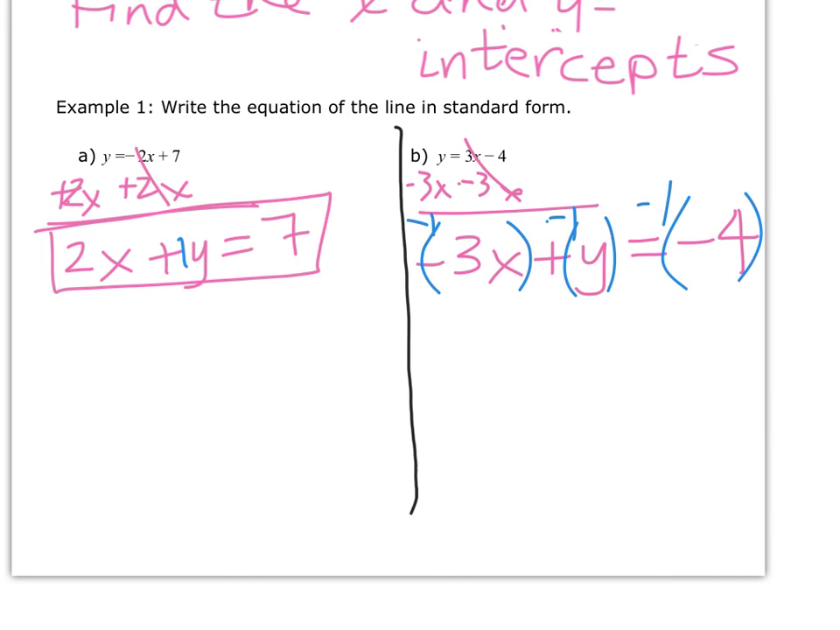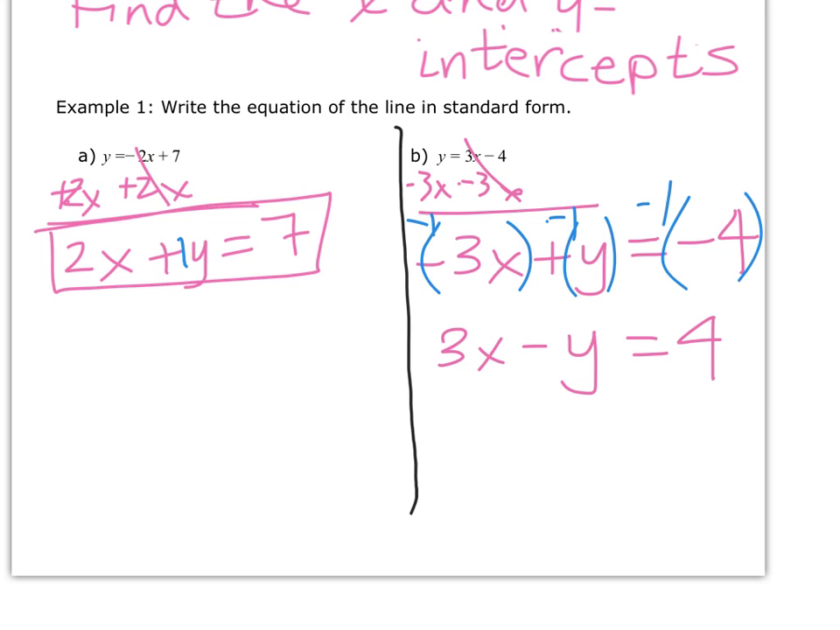So what's negative 3x times negative 1? Positive 3x. Beautiful. And then positive y times negative 1 is, well, positive times a negative is a negative, right? Equals, and then negative 1 times negative 4, positive 4.